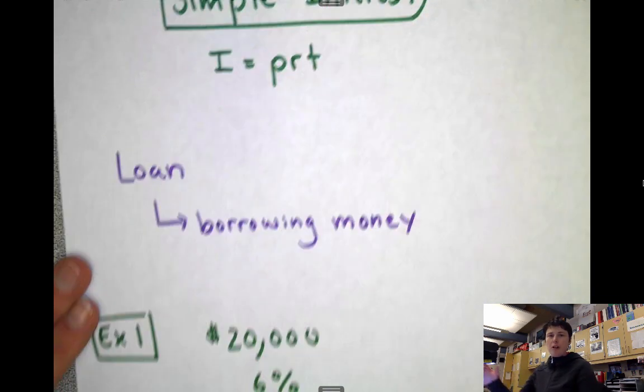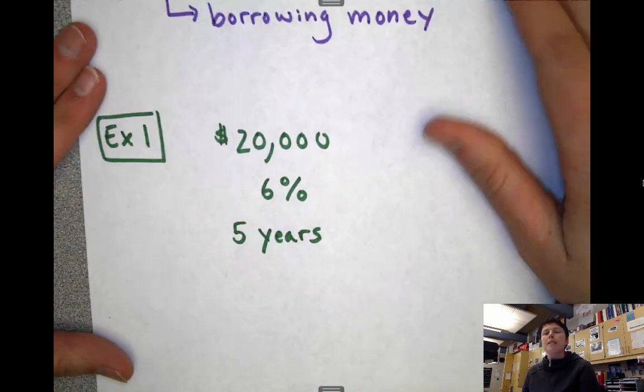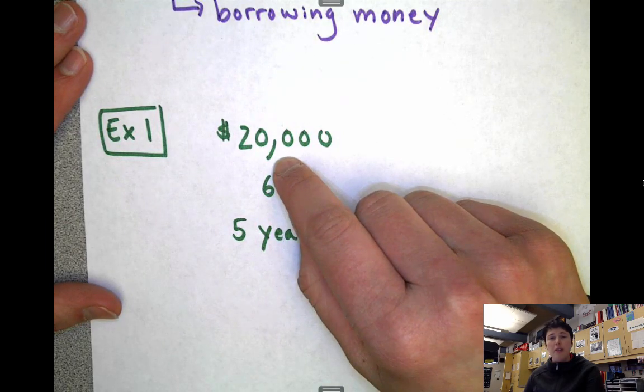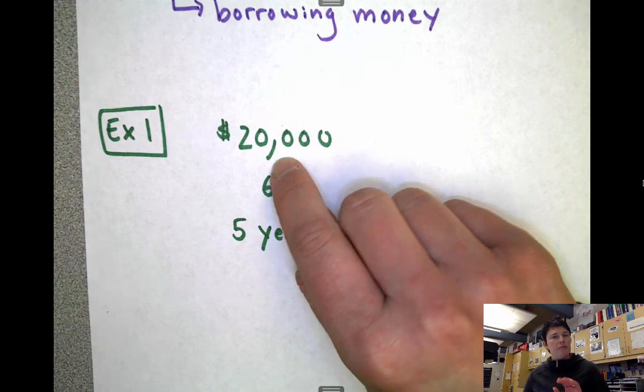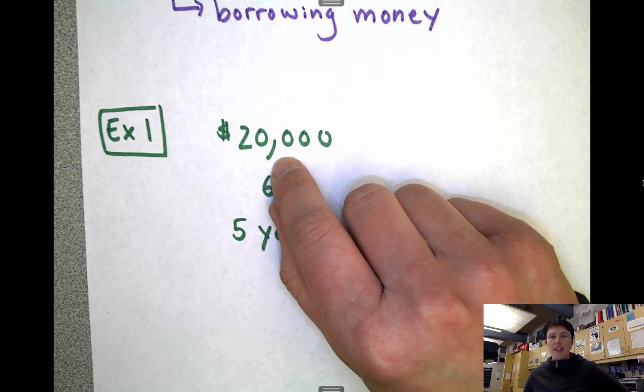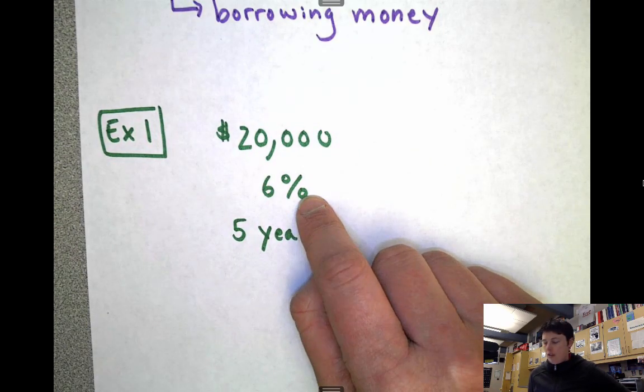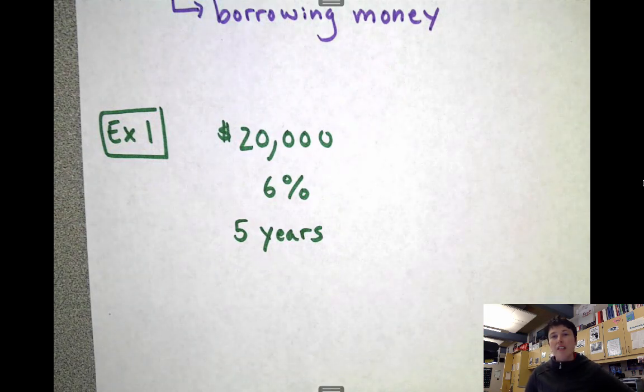So here's what a loan problem could look like. Let's imagine you want to borrow $20,000. You're going to go out and buy yourself a new car. And the bank says, sure, here, $20,000. That's a great idea. They're going to say, okay, but we're going to charge you 6%, and you have 5 years to pay us off. They're going to have you sign some paperwork, sign a contract that says you're willing to do this, pay the 6%, and pay it in 5 years.